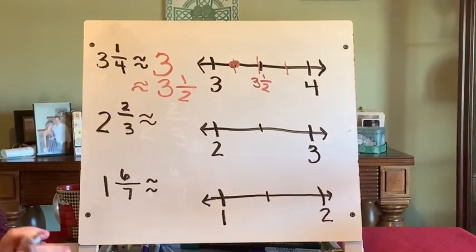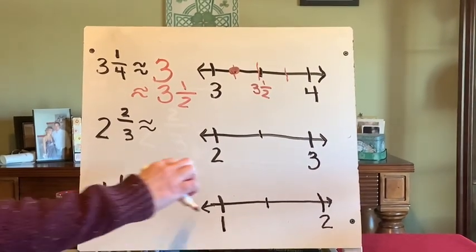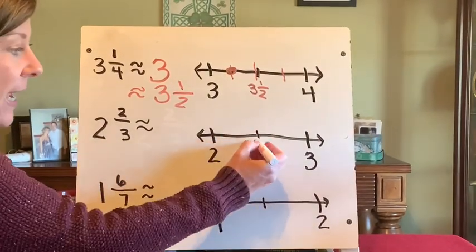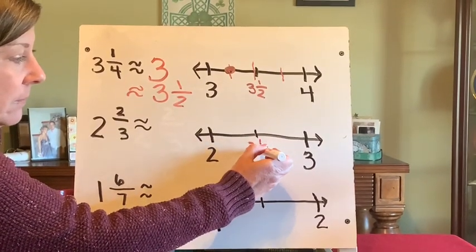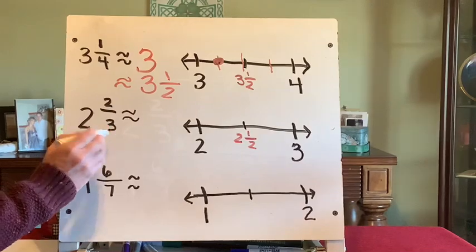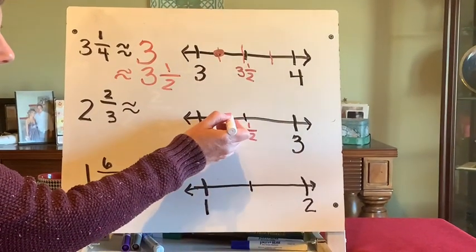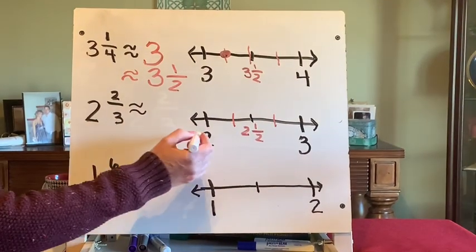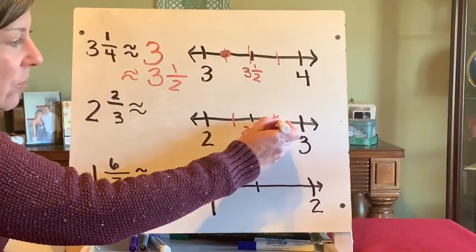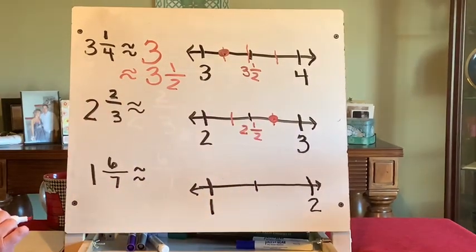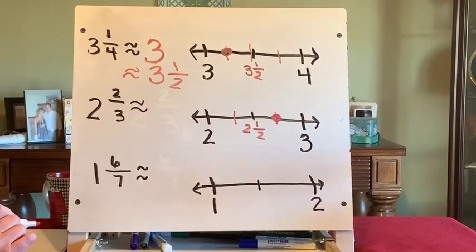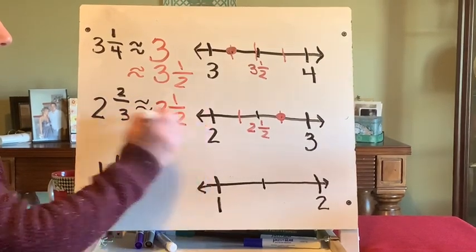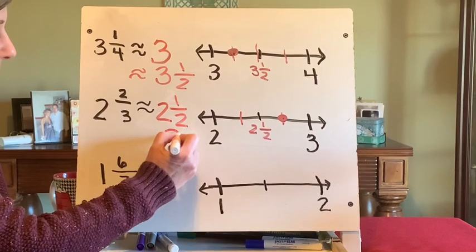Let's look at the second one, 2 2/3. In between my 2 and my 3, I already have where the half would be, where 2 1/2 would be. But now I'm thinking of thirds. And 2 2/3 is right here. So here's one again where one person might say it's closest to 2 1/2. Another person might say it's closer to 3.